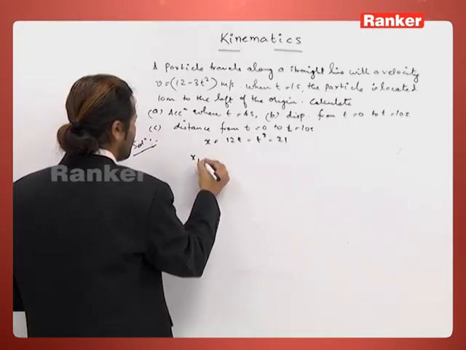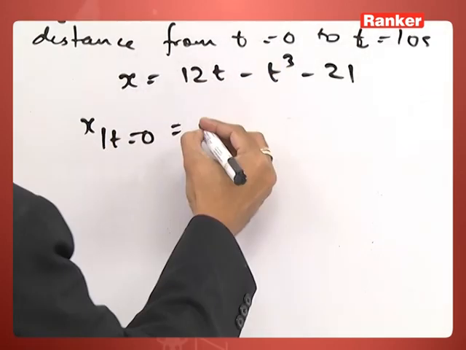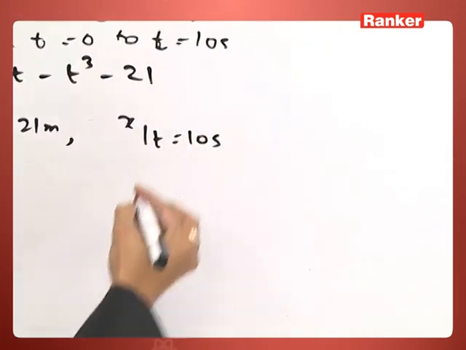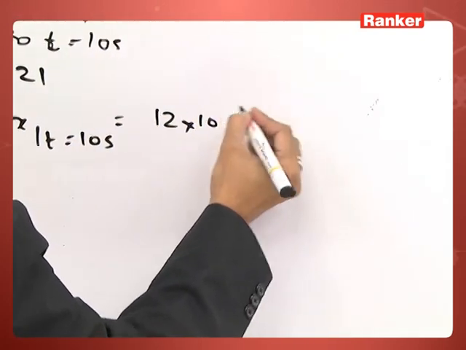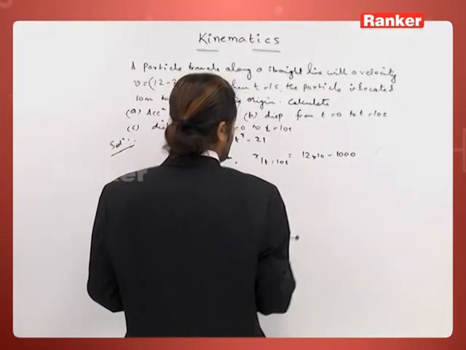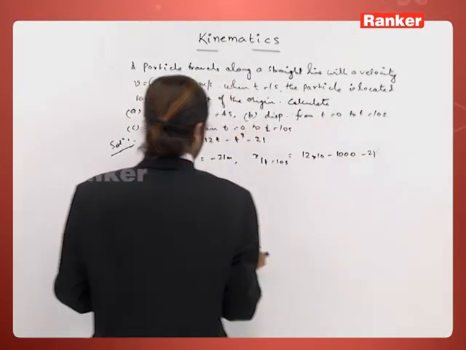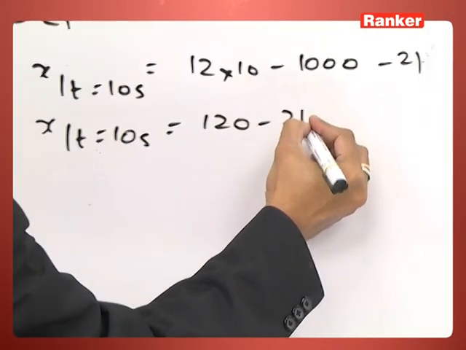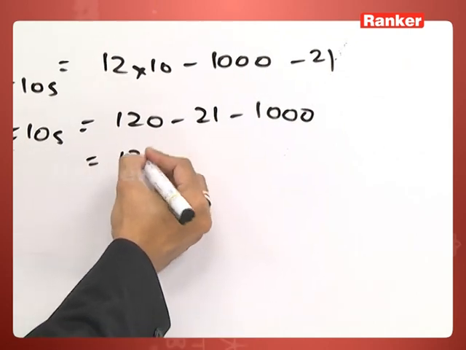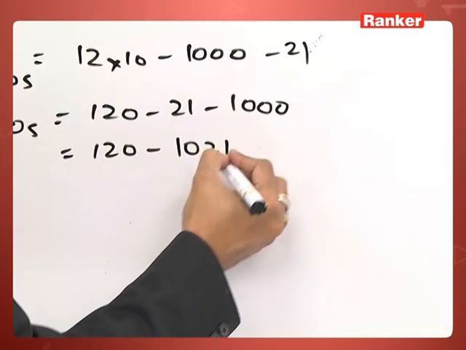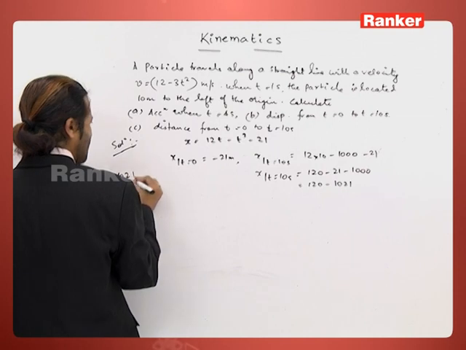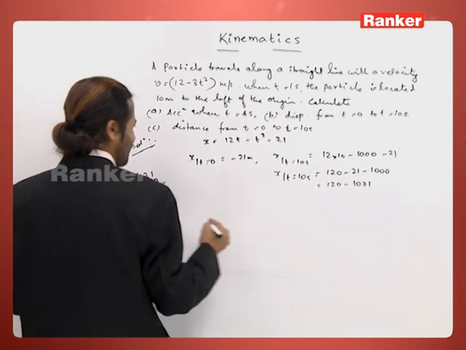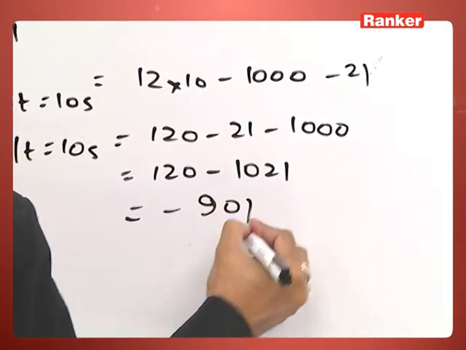At t is equal to 0, x is minus 21 meter. At t is equal to 10 seconds, x is 12 into 10 minus 10 cube, which is 1000, minus 21. So this is 120 minus 21 minus 1000, so 120 minus 1021, which is minus 901.